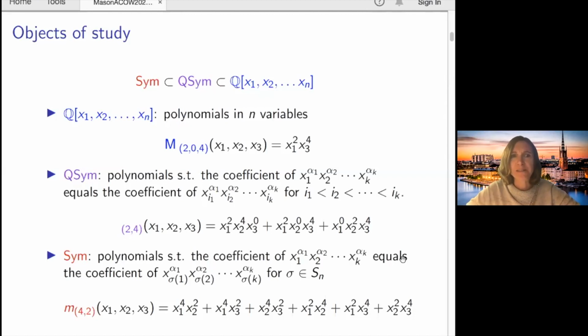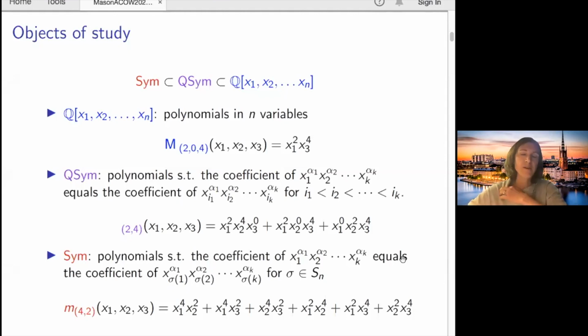Bases for this ring are indexed by weak compositions, which are sequences of non-negative integers, meaning we can have some zeros. So, for example, the monomial basis, which is literally monomials: if you take a weak composition, you raise your first variable to the first part of your composition, the second variable to your second part, and so on. So here's our example for 204.